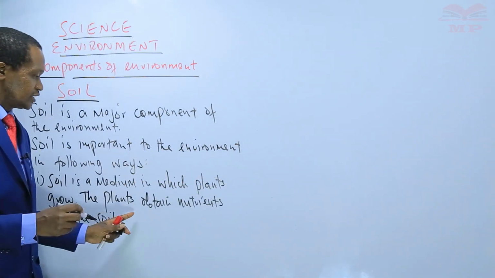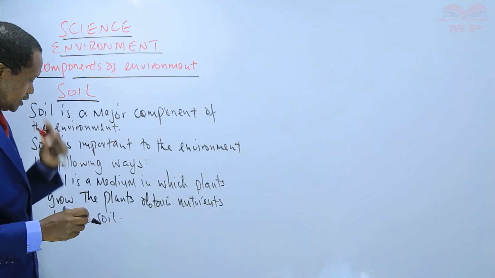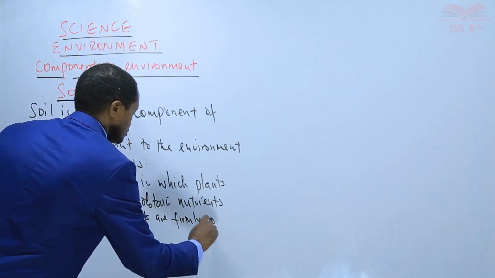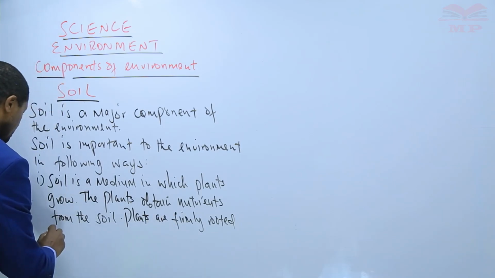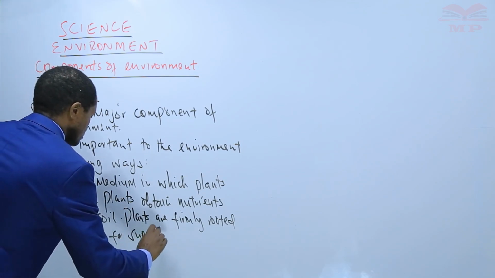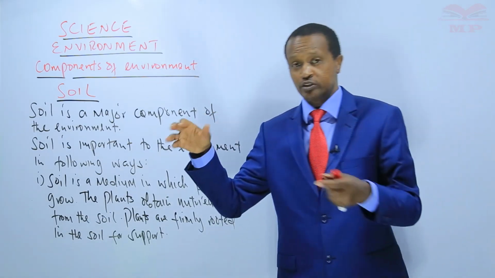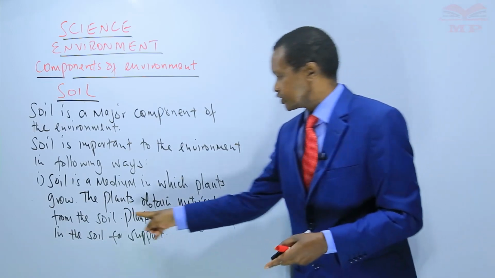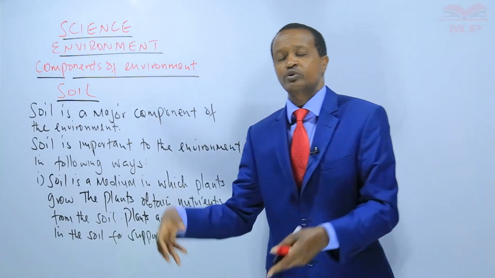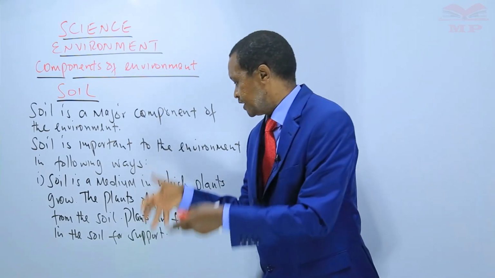Another point related to what we have said is that plants are firmly rooted in the soil for support. A plant cannot just be planted in the air. No, because of gravity, it will fall on the ground. So it is this soil that supports plants because the roots of the plant are firmly rooted in the soil. It's the soil that helps the plants to be firmly rooted in the ground.